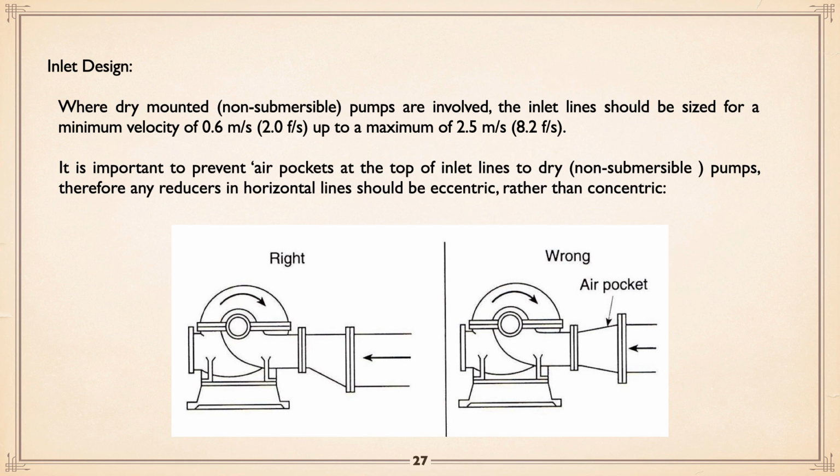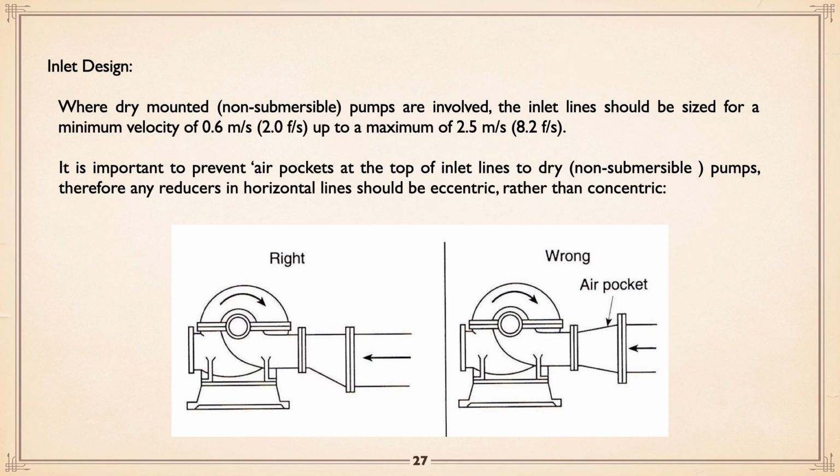Therefore, any reducers on horizontal should be eccentric rather than concentric. On the left, you can see it's right along the top. There's no place where air can trap. On the right, you've got a drop in the size of it. That's where air can form, and you can run into some problems.